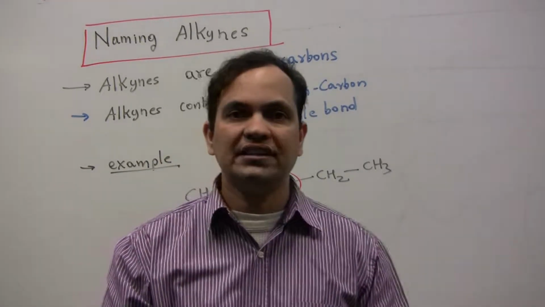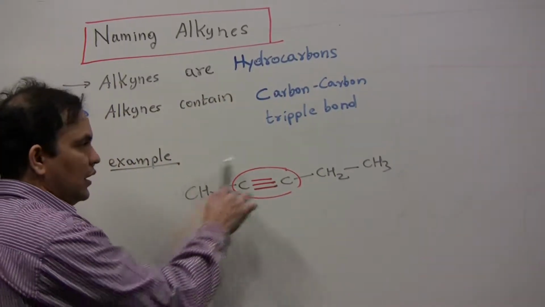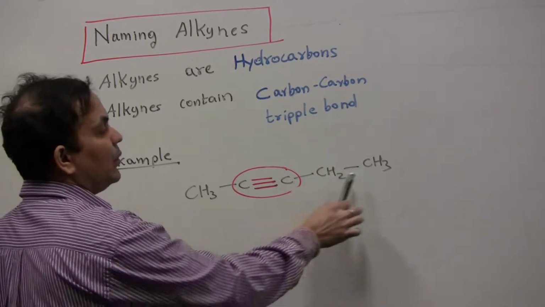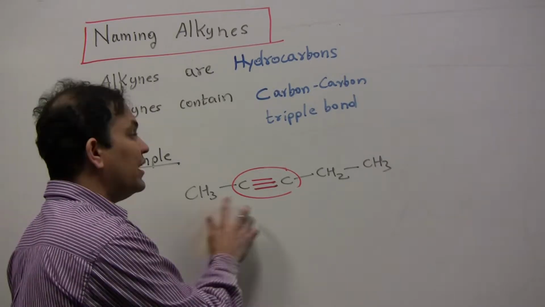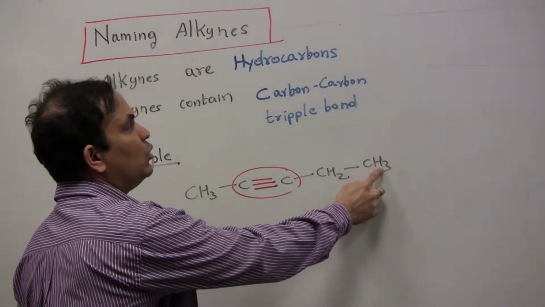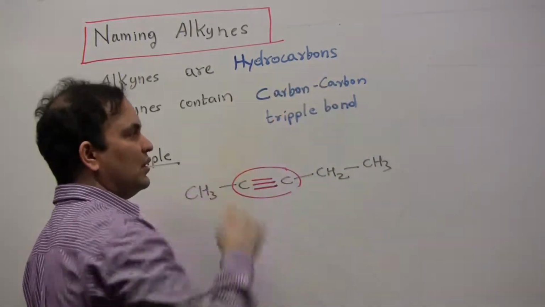Now let's consider one example. So in this example, this is an example of a hydrocarbon. Why do we call it a hydrocarbon? Because it contains carbon and hydrogen. You can see here carbon and hydrogen, so it's a hydrocarbon.